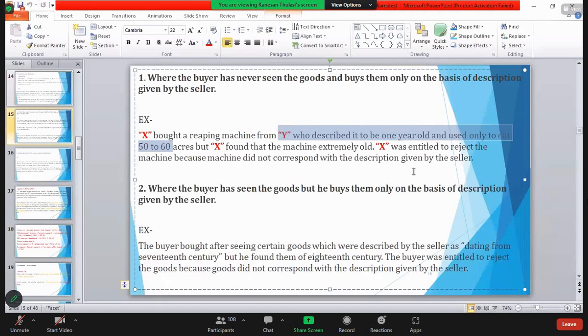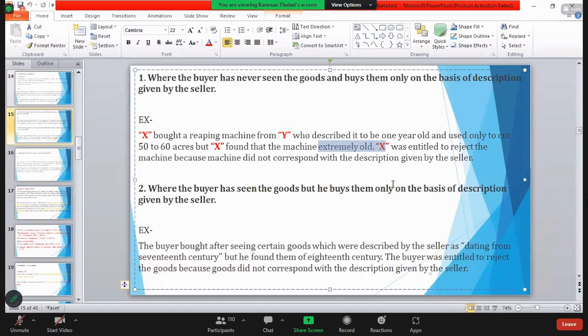What was the intended purpose of X buying the machine? Because of the knowledge given by the seller that the machine is only 1 year old, and the buyer believed it. Only after buying did he understand that the machine is extremely old, and cannot even cut 50 to 60 acres. So it breached the description. If the description is breached, automatically the condition is breached. If the condition is breached, the buyer can repudiate the contract and reject the goods. Even if he has accepted the goods, he can decline them for breach of condition.